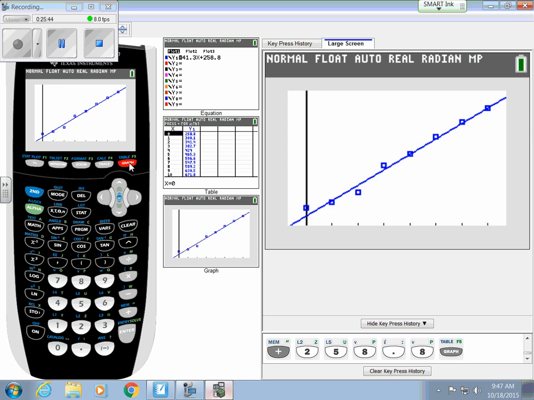So that's how we graph scatter plots, and a general overview of how to use the graphing calculator. We'll talk about this in class as well, because I know that some of your calculators are going to do weird things and whatnot. But that's how you would use the graphing calculator.